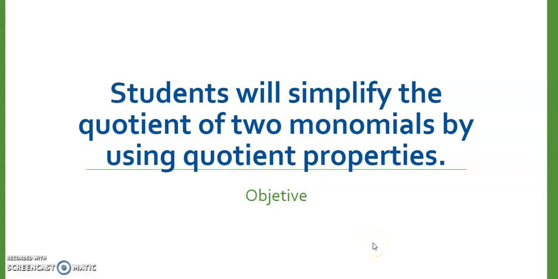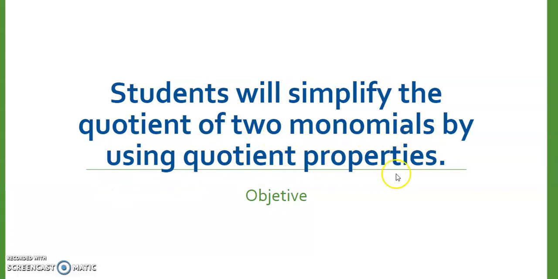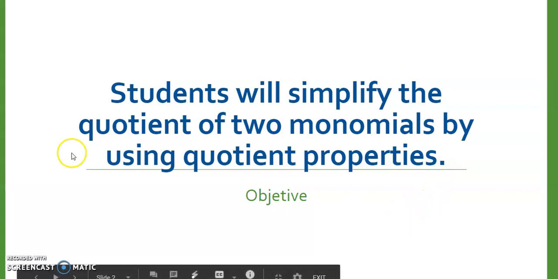Our objective is students will simplify the quotient of two monomials by using quotient properties. Now, in the last lesson, we learned about finding the product of two monomials. And in this lesson, we're finding the quotient.